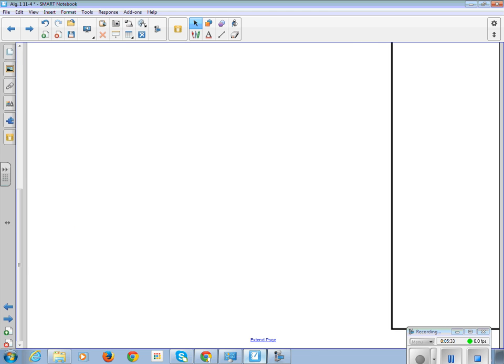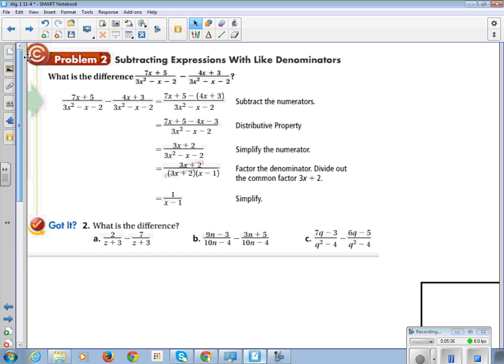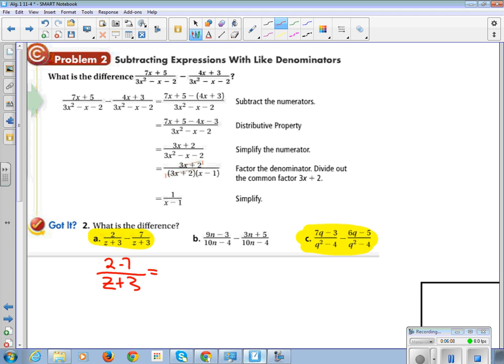All right, so let's try this on our own. So I definitely want you to write these problems down. We'll do A together and C together. So A says 2 over z plus 3 minus 7 over z plus 3. Same denominators, we can move forward. Two minus 7 over z plus 3, we are going to subtract and get negative 5 over z plus 3. I know, easy peasy.